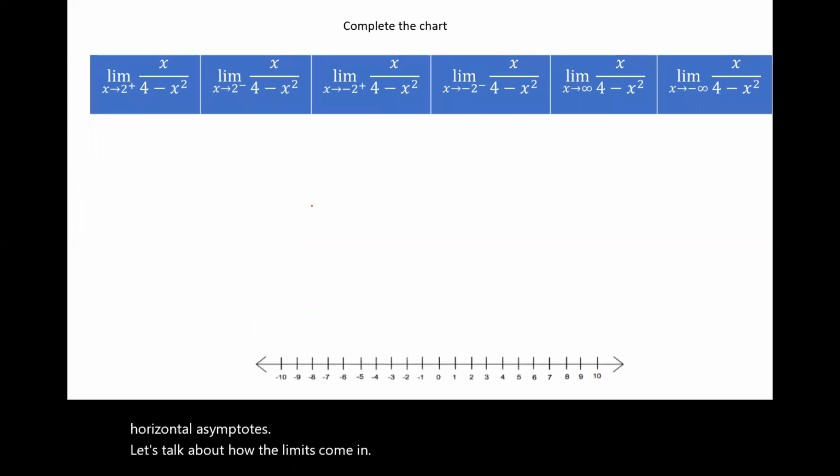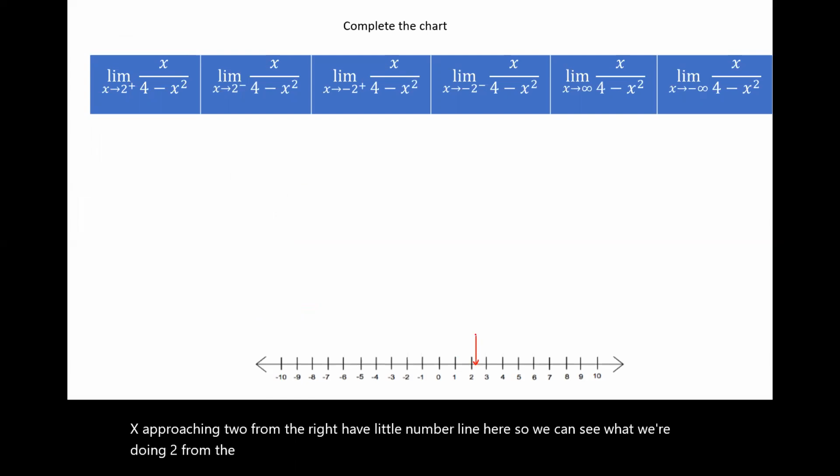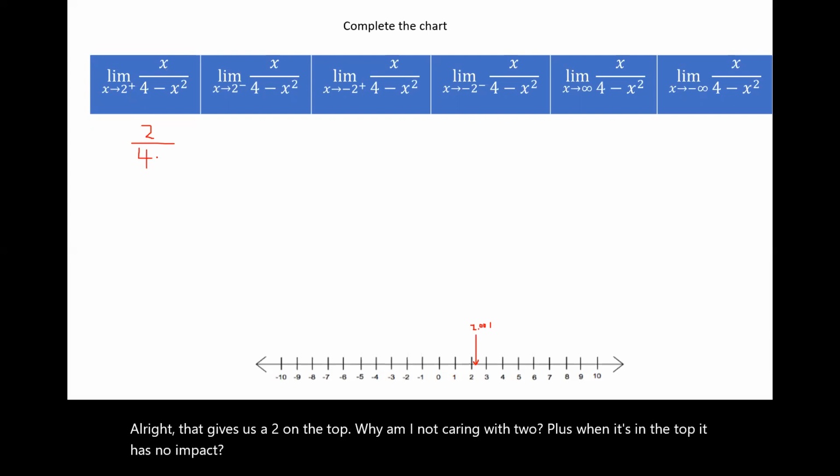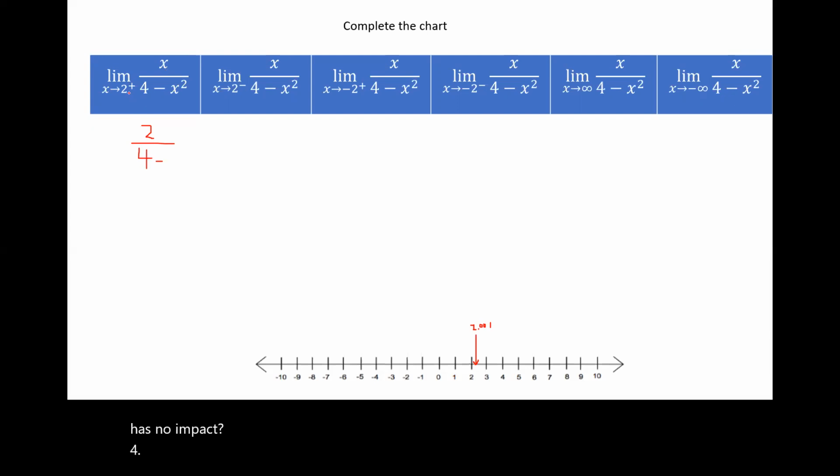X approaching 2 from the right. I have a little number line here so we can see what we're doing. 2 from the right, slightly bigger than 2, a number like 2.000001. All right, that gives us a 2 on the top. Why am I not carrying with 2 plus when it's in the top? It has no impact. 4 minus. When you square a number close to 2, it's going to be very close to 4.